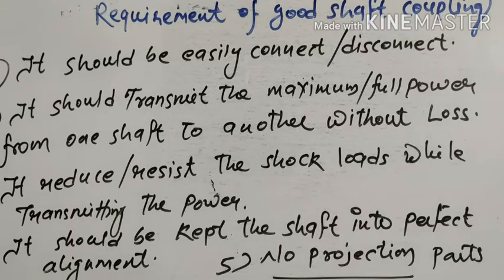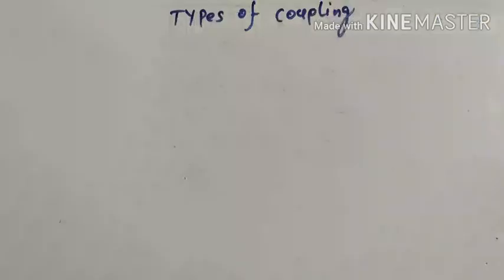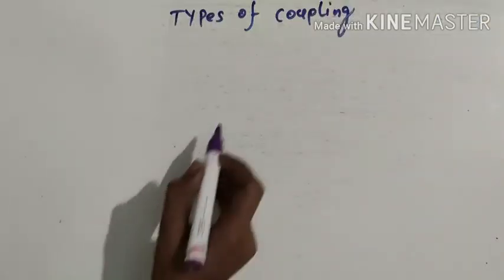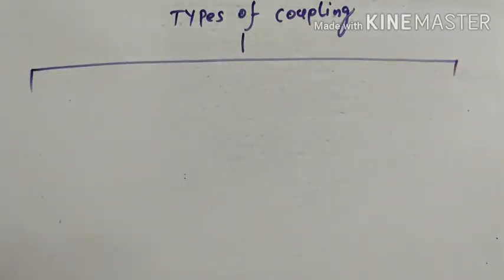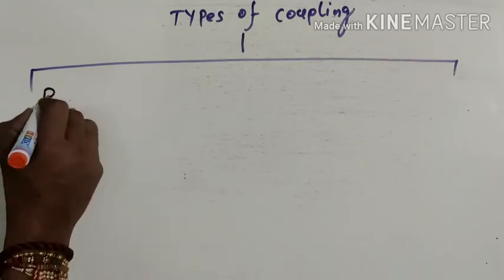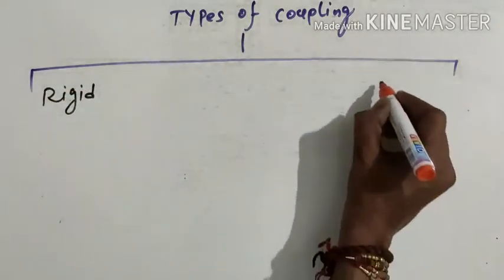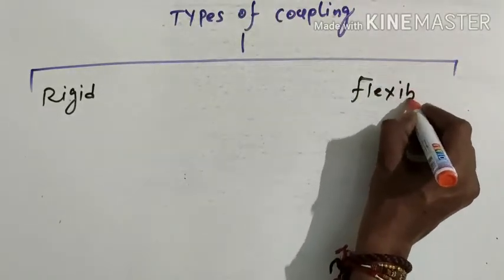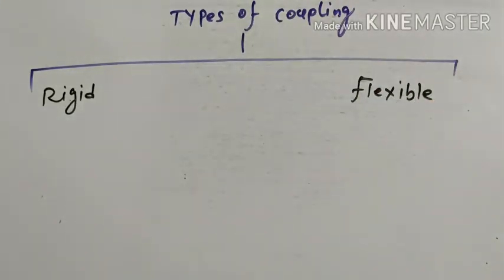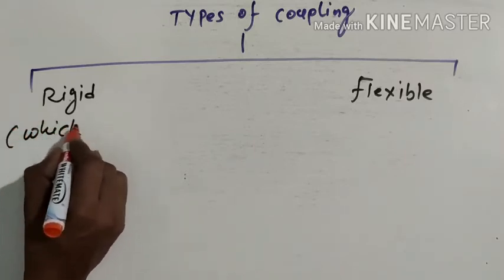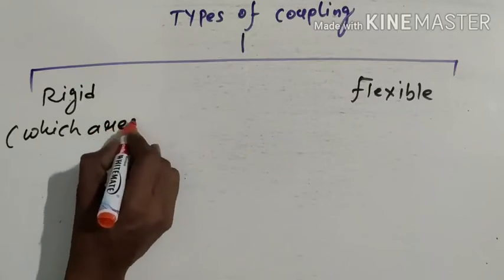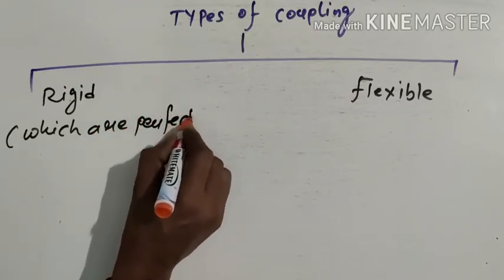Now we can talk about the types of coupling. I already told you about the two types of coupling: the rigid coupling and the flexible coupling. A rigid coupling is used to connect two shafts which are perfectly aligned. So shafts which are perfectly aligned are connected by a rigid coupling.